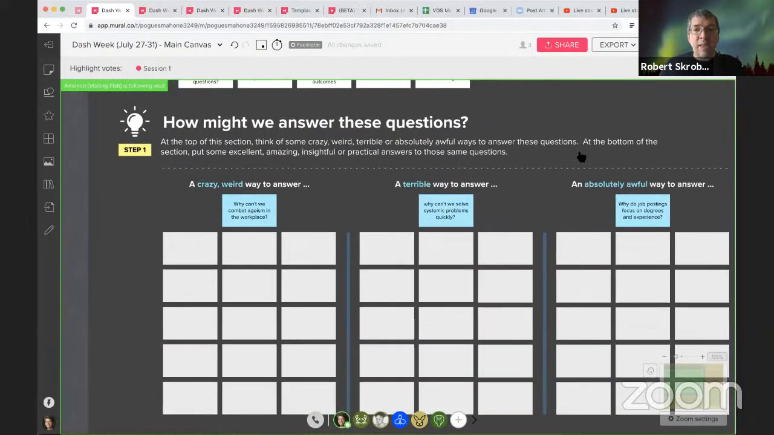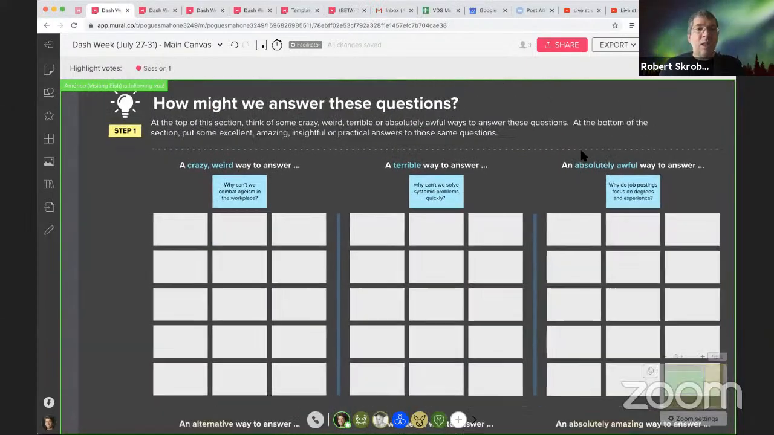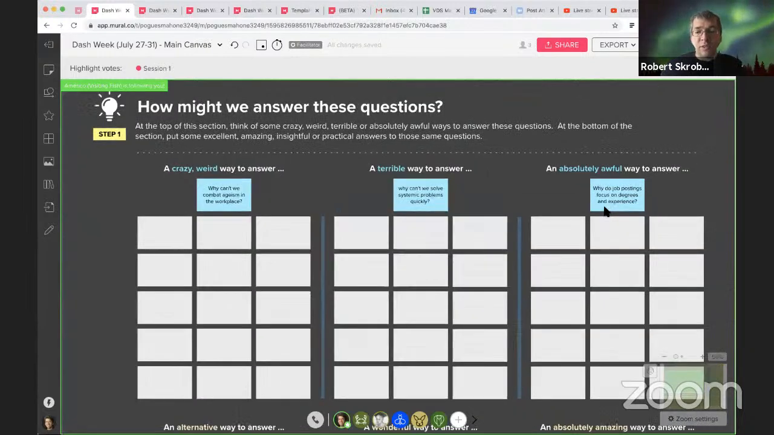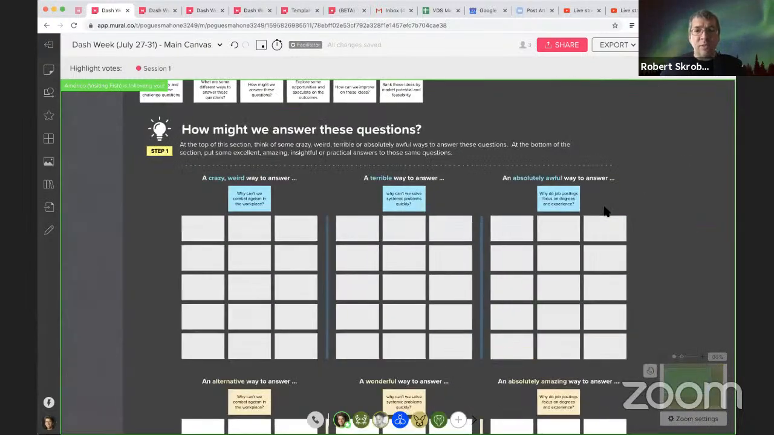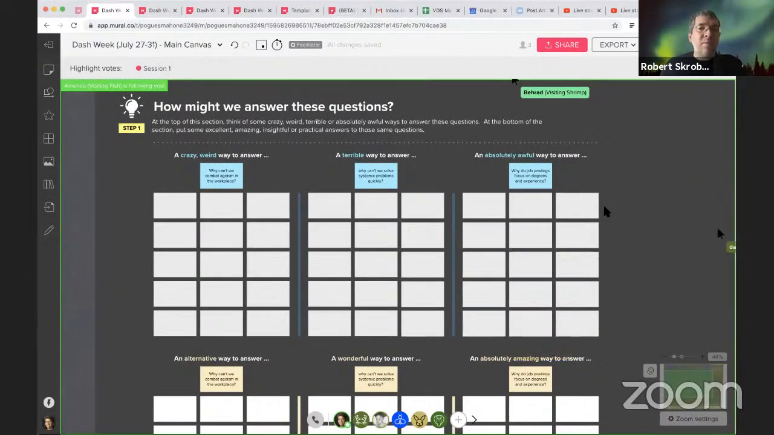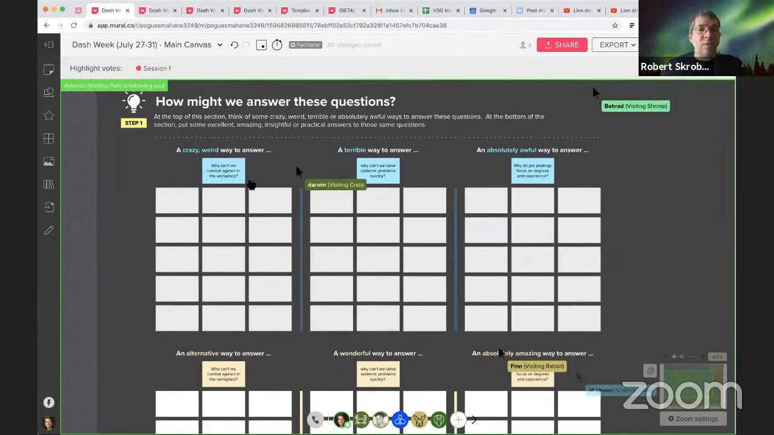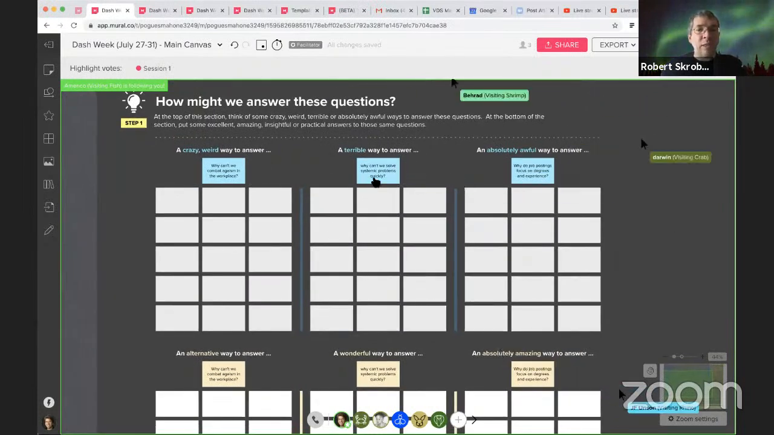At the top, a lot of times when you go through these exercises, they ask you, okay, think of the ideal answer. Think of what you do. I think it's more beneficial if you actually look at things from a backwards point of view, or even a very bad way of answering them. For reference in this particular exercise, you don't have to have, why can't we combat ageism in the workplaces? You just have to think of crazy, weird answers. You can think of terrible and absolutely awful ways of answering these questions. You're more than welcome to do that for each of these.